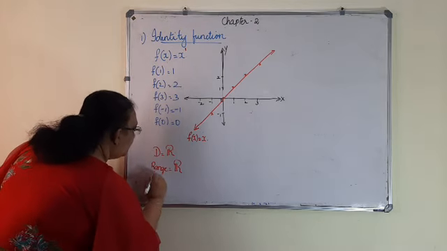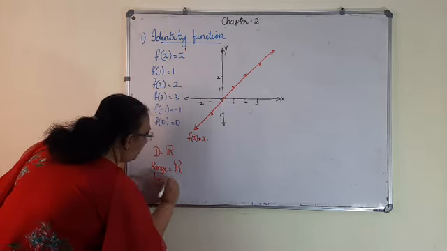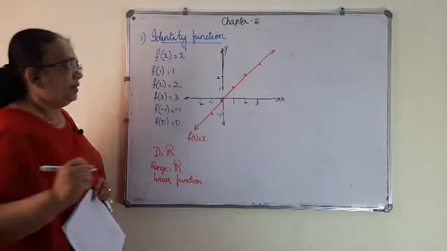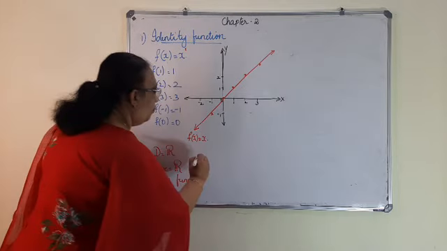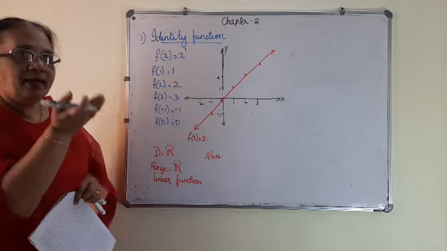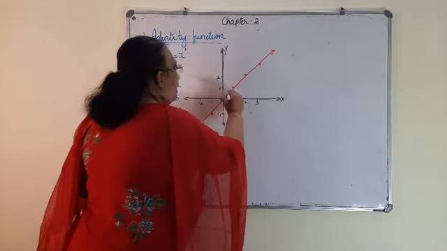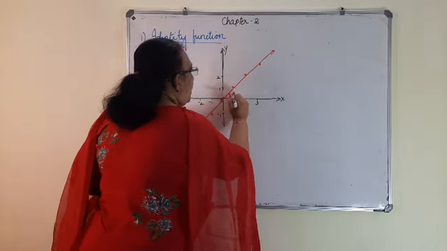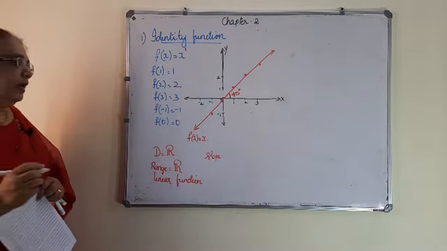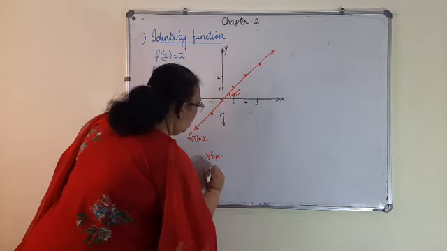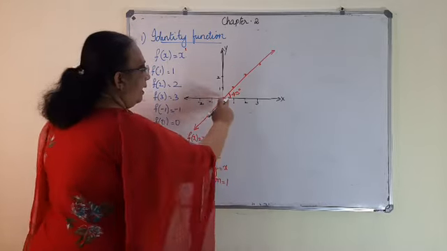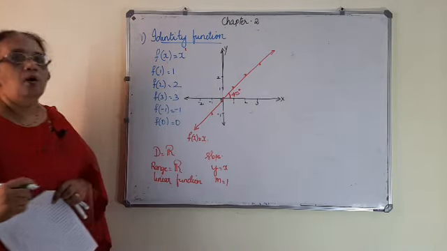Now, what about the function? You can say that it is a linear function. And what about the slope? Slope means the inclination. It makes an angle of 45 degrees with the x-axis and the y-axis. Since y is equal to x, the slope is equal to 1, and the angle of inclination is equal to 45 degrees.